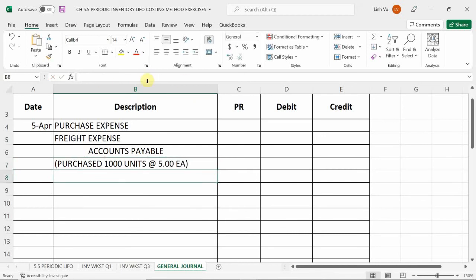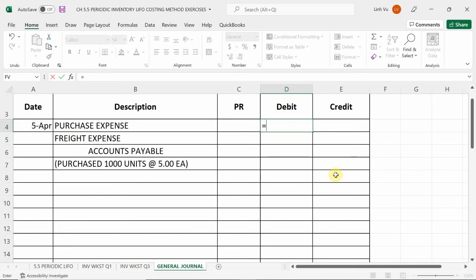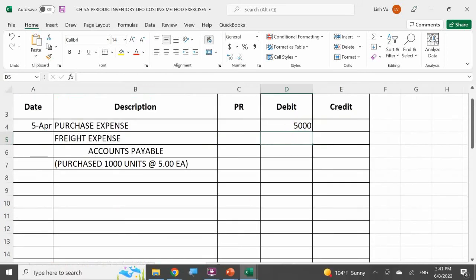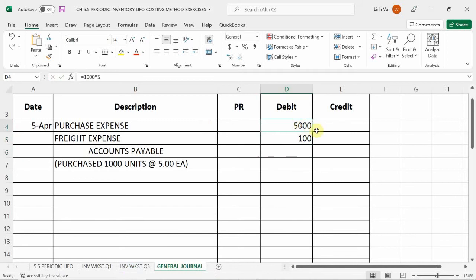If I purchased a total of 1,000 units at $5 each, what is my total purchase expense? It's $5,000. And what did my scenario say? How much did freight cost me? $100. So in this case, how much do I owe in grand total on account? 5,100. Yes, that's how much I owe.